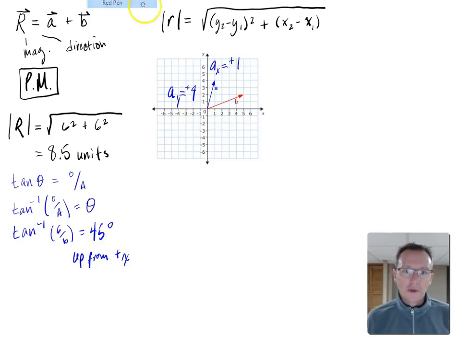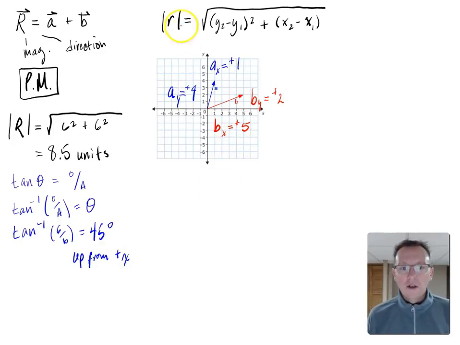Switch colors here. Okay, let's do the same thing for B. BY is just going up 2 right here. So B sub Y equals, and it's up, so I'm going to use positive 2 right there. B sub X goes over 5. So B sub X is equal to positive 5. Positive because it goes to the right.